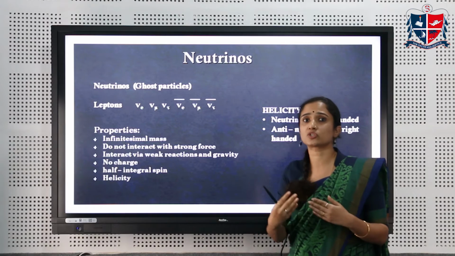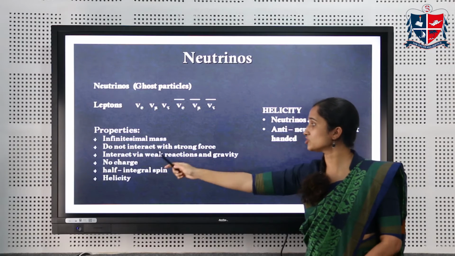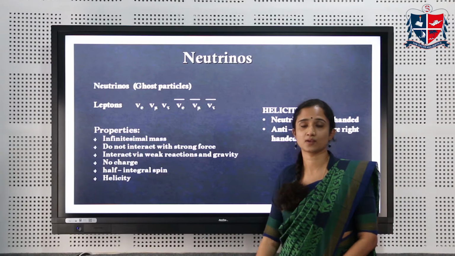So how do you distinguish between a neutrino and an antineutrino? For that, we have an additional property known as helicity.